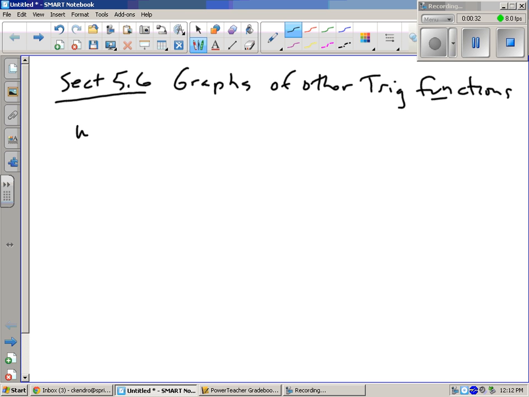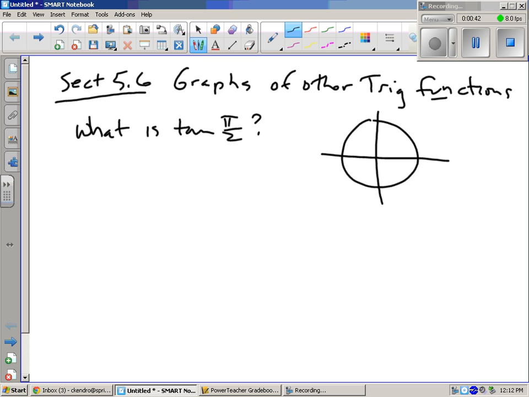First of all, before we draw the graph, I want to ask you, what is the tangent of pi over 2? If you remember your circle, hopefully that's becoming very normal to you. Here's pi over 2. Cosine is 0, sine is 1. Tangent then of pi over 2 is 1 over 0. Now we call that undefined. And it's undefined because it's not graphable. It doesn't show up on the graph. If you try to plot that point, it doesn't exist.